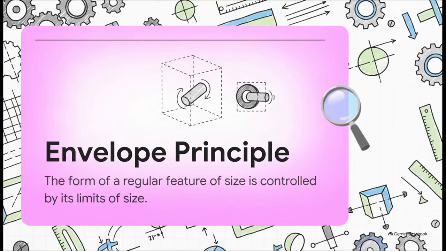Okay, the envelope principle. It might sound kind of academic, but it's actually incredibly intuitive. It dictates that the form of an individual regular feature of size is inherently controlled by its limits of size. I want you to literally imagine an invisible box or a perfect cylinder floating in space. This envelope defines the absolute boundary that a physical part simply cannot violate. If you design a peg to fit into a hole, this rule ensures the peg doesn't bend so much that it gets stuck, even if its diameter is technically within tolerance.